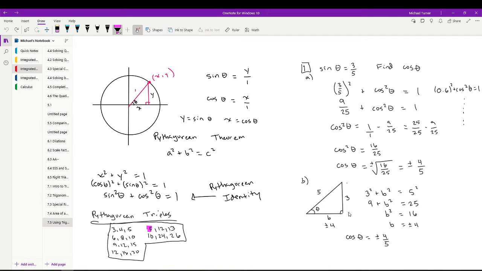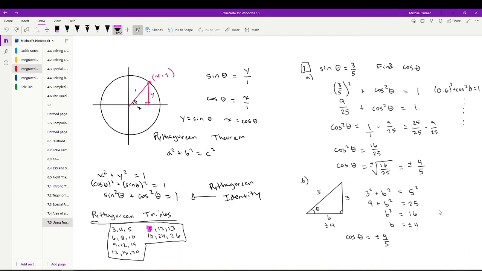If I gave you 3 over 5, what I would do is I would sketch out a right triangle, and I know sine is opposite over hypotenuse. So set up the right triangle and solve for the missing side. Using the Pythagorean theorem, a squared plus b squared equals c squared. Now I need that missing side because cosine is adjacent over hypotenuse. So that's why we're doing that.